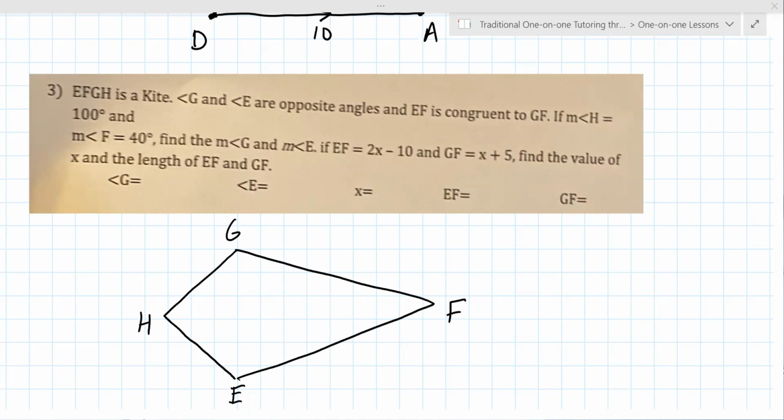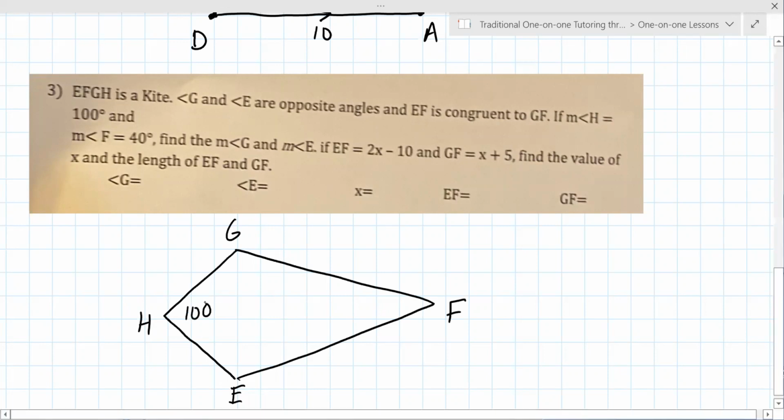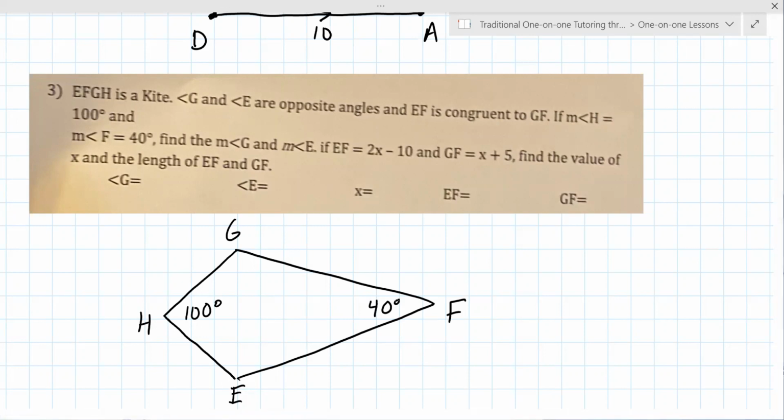Okay, let me just write this down. Okay, wrote it down. Now the measure of angle H is 100 and the measure of angle F is 40.